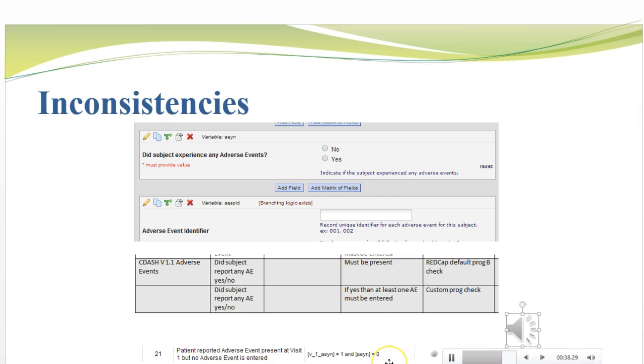And then below that you can actually see the text of the edit check program where it says patient reported adverse event present at visit 1, but no adverse event is entered. So you're looking for places where two data fields are inconsistent with each other.